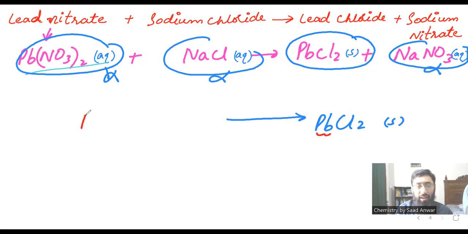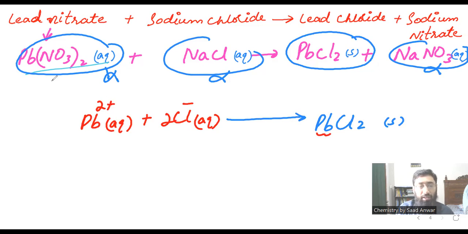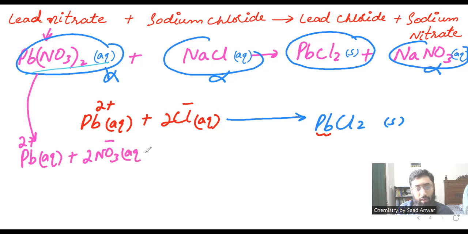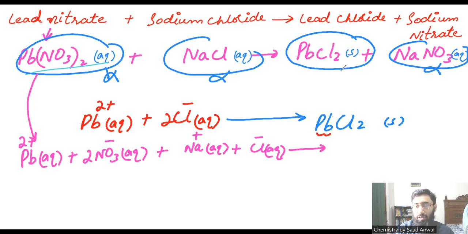And from this I will get lead ion. This is a trick. Put aqueous here. Then I am getting chloride ions. This is a trick to write an ionic equation in a very short time. And what is the procedure? The procedure is pretty simple: from lead nitrate I will get lead ions in aqueous form and nitrate ions again in aqueous form, and from sodium chloride I will get sodium ions in aqueous form and chloride ions in aqueous form. These ions I am going to get from the reactants, and in the product no ions because it is in solid form.